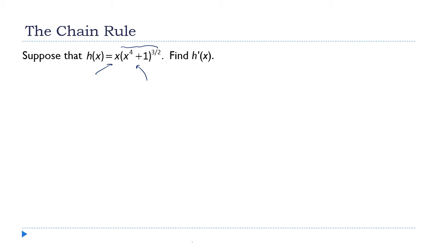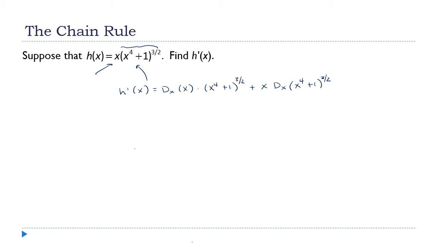All right, so here's what this is going to look like, and I'm going to write this out maybe in a little more detail than we normally would need to at this point, just so you can see what's going on. So h prime of x. First, all I'm doing here is I'm using the product rule. It's the derivative of the first part times the second, (x to the fourth plus 1) to the 3/2, plus the first part, that's the x, times the derivative of (x to the fourth plus 1) to the 3/2.